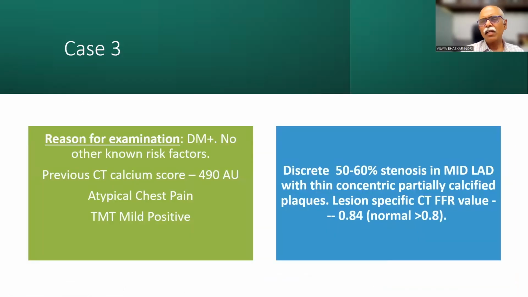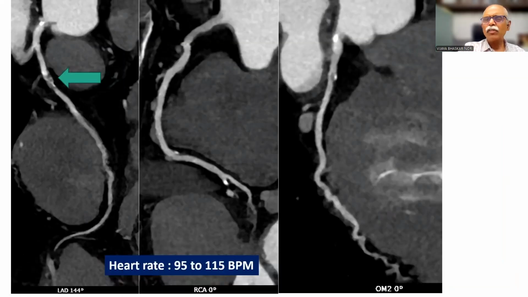He's awaiting revascularization. Now, case 3: the patient is a diabetic, no other known risk factors, CT calcium score 490 Agatston units, atypical chest pain, TMT mild positive. On CT angiogram, 50-60% stenosis in mid LAD with calcified plaques. CTFFR is 0.84, that is within normal limits.